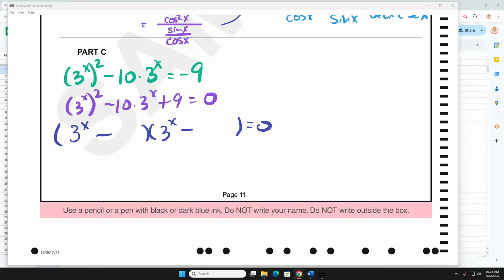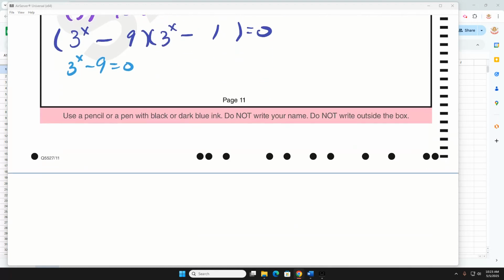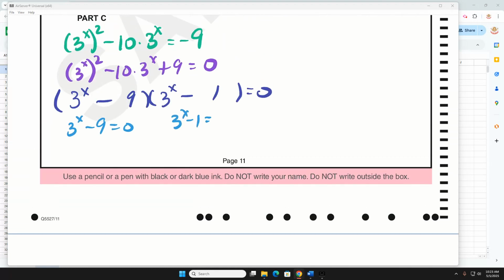And then I want to multiply to get 9 and add to get 10. What multiplies to get 9 and adds to get 10? 9 and 1. Everyone forgets about 9 and 1. Okay, so then I have 3 to the x minus 9 is 0. And I have that 3 to the x minus 1 is 0. So 3 to the x is going to be 9. What does x need to be? 2. And 3 to the x is going to be 1. What does x need to be? Yes. So everything except 0 to the 0 power is 1.